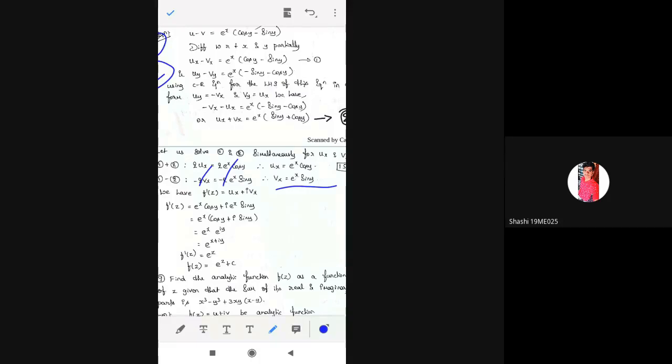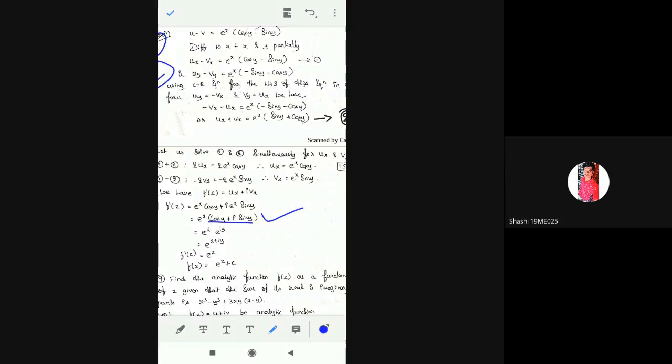Now we go for f dash of z. You know very well, f dash of z is equal to ux plus i vx, and both the values you know very well. So no need to replace anything by using CR equation. So directly you can substitute those two values. In the place of ux, we got e power x cos y. In the place of vx, we got e power x sin y. So we substituted as it is. Next, what is common? Yeah, e power x is common. So what is remaining? Cos y plus i sin y.